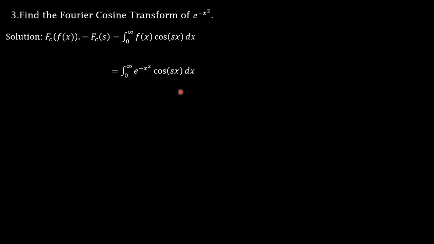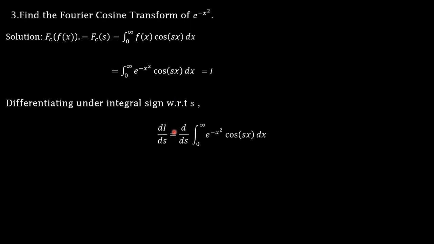Observe the integrand over here, students. Again, this integral cannot be solved using integration by parts. So in order to get the value of this integral, I am going to use the Leibniz integral rule. Let me consider this integral as I, and differentiating the above equation with respect to s, the equation reduces to the form dI/ds is equal to d/ds of integration e to the power minus x square into cos sx dx, where the limits of x are varying from 0 to infinity.